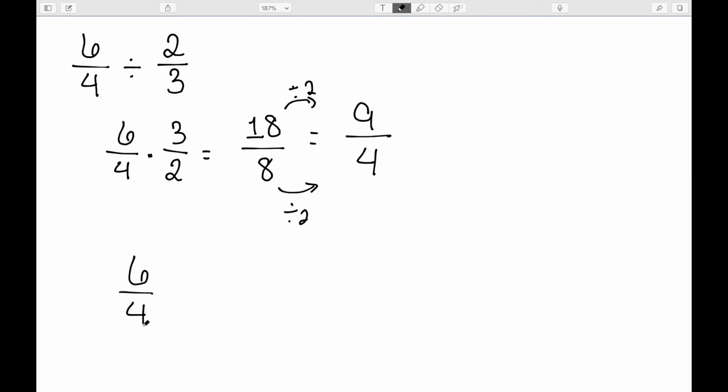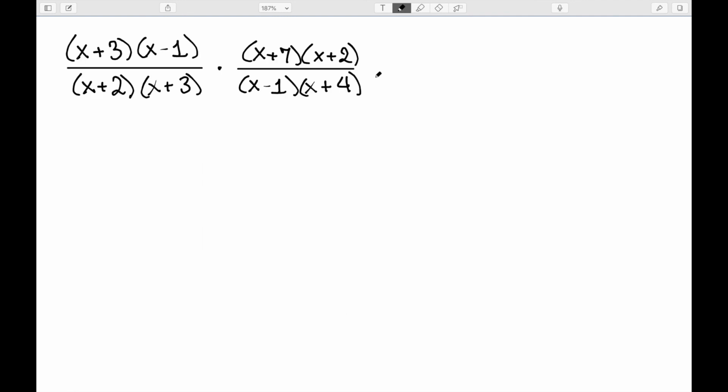If we wanted to simplify first, 6 over 4 times 3 over 2, well, we can see the 6 and the 2 have something in common. 6 divided by 2 is 3. 2 divided by 2 is 1. And now nothing on the top has anything in common with anything on the bottom. 3 times 3 is 9. 4 times 1 is 4.